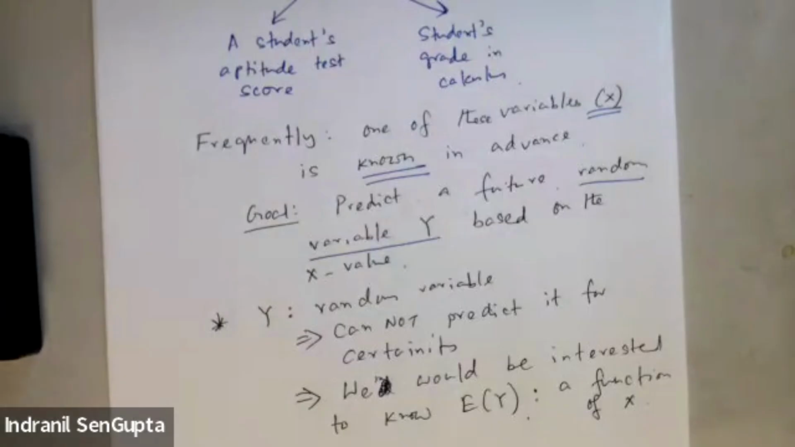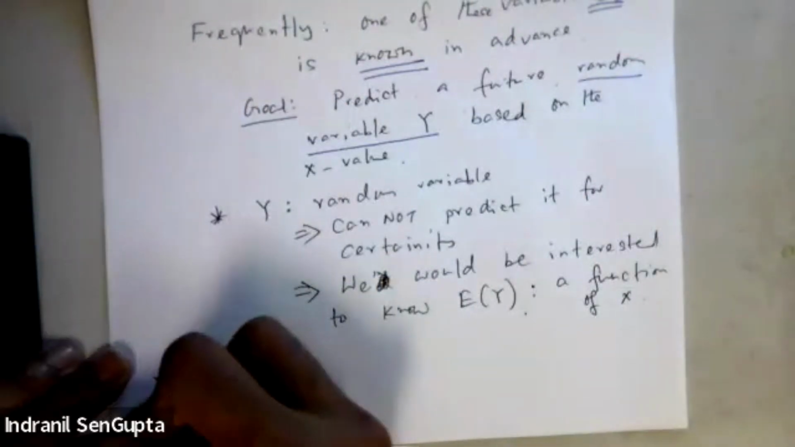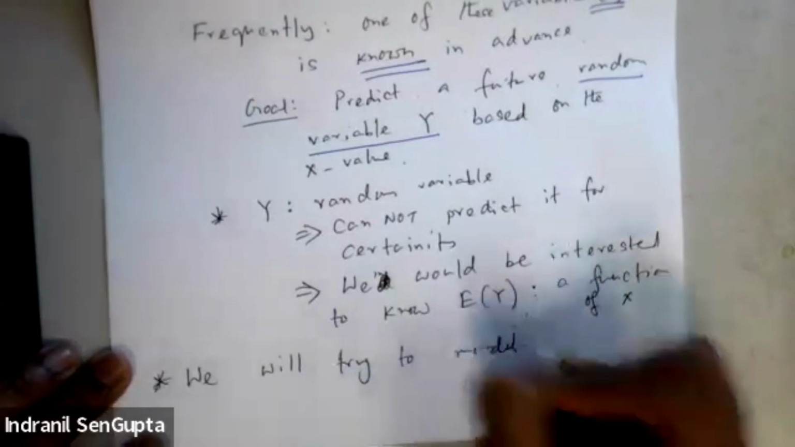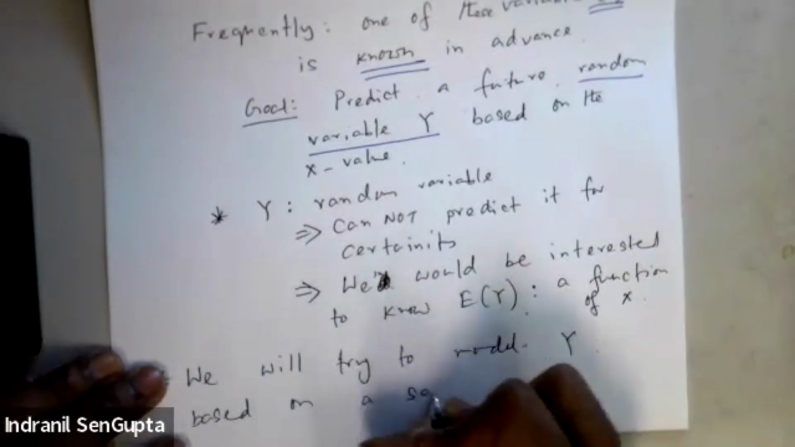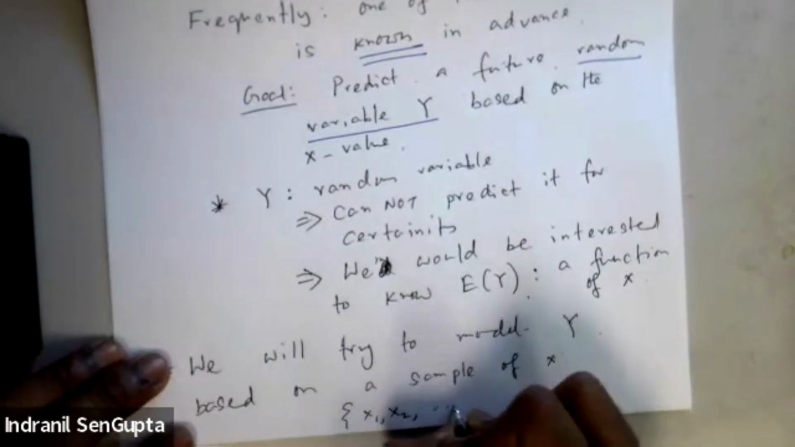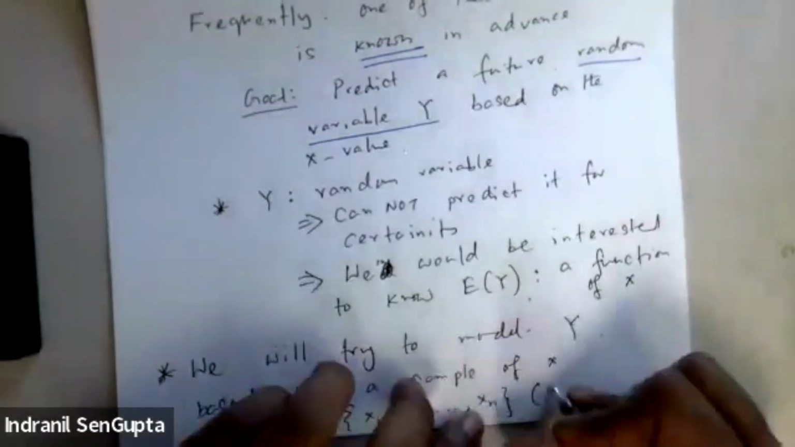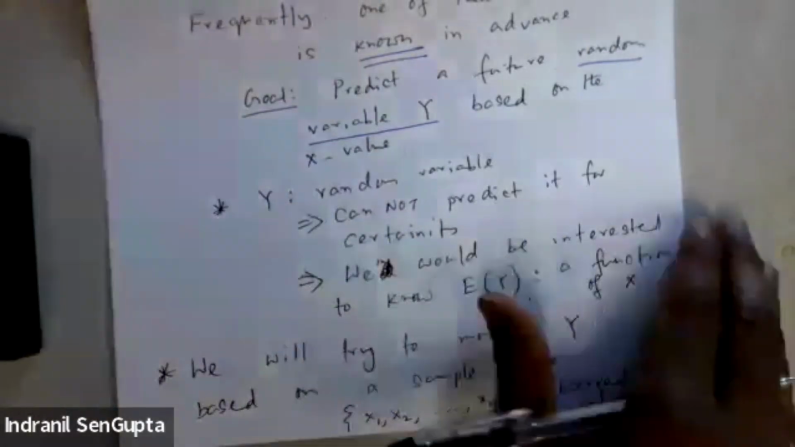Now, we'll try to model this. We will try to model Y based on a sample of X, which is given by, say, X1, X2, up to Xn. So these are observed values. And we are trying to predict Y based on these observed values. Okay, so that's the deal. So now let's see the model.